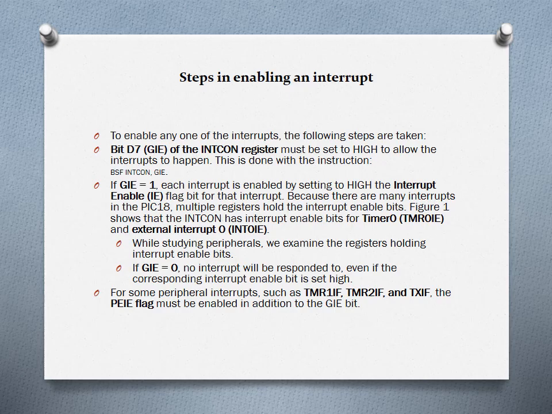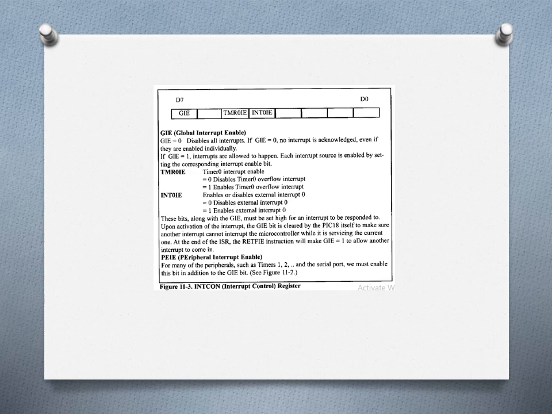For some peripheral interrupts like timer 2, timer 1 and the transmission and reception interrupts, the PEIE flag must be enabled in addition to the global interrupt enable bit. So the global interrupt enable bit has to be set for an interrupt to be serviced. This is an example that has been shown: the register format of the INTCON register. You can see the 7th bit is GIE, and similarly you can see the timer 0 interrupt enable flag and the INT0 interrupt enable bit. All these are available in the INTCON register.